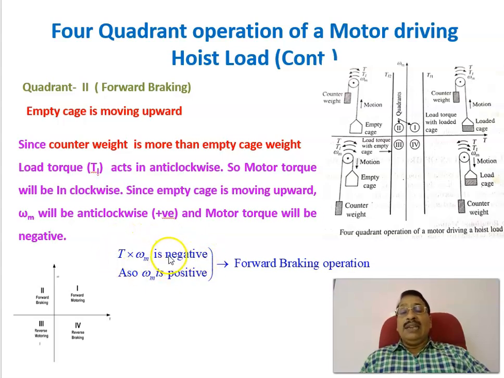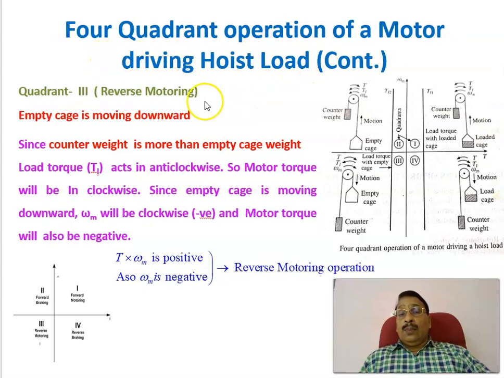That means it's a braking operation. And since omega m is positive, it indicates forward. That is why it is called forward braking. Therefore, the second quadrant of operation, forward braking operation, takes place when an empty cage is moving from the lower level to the upper level.